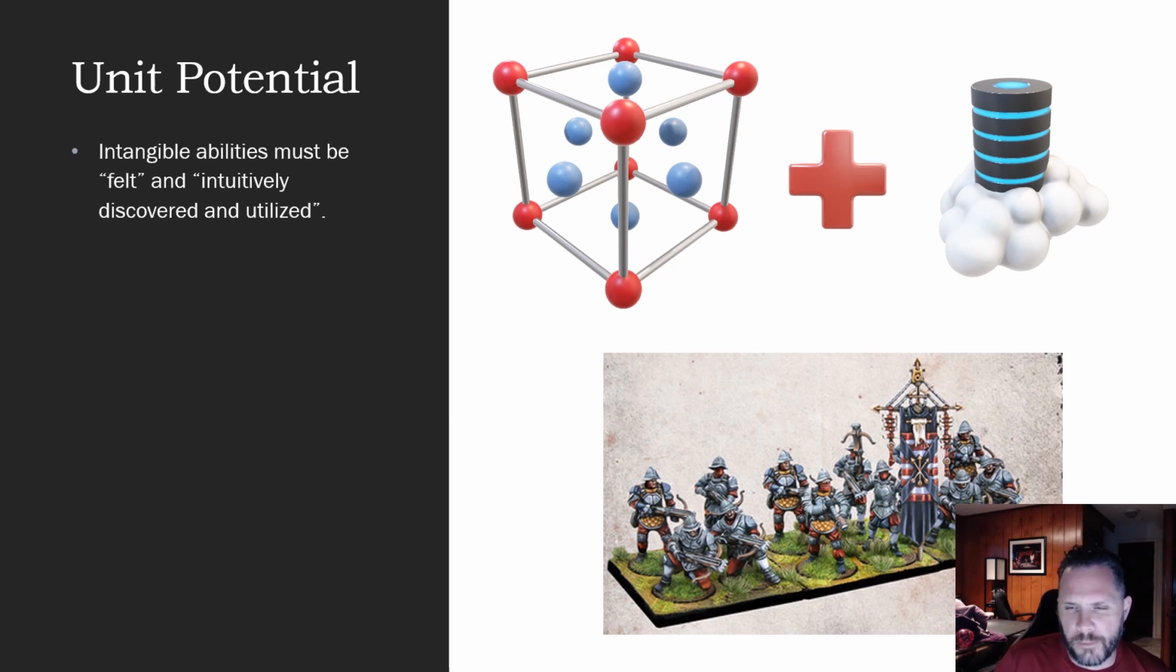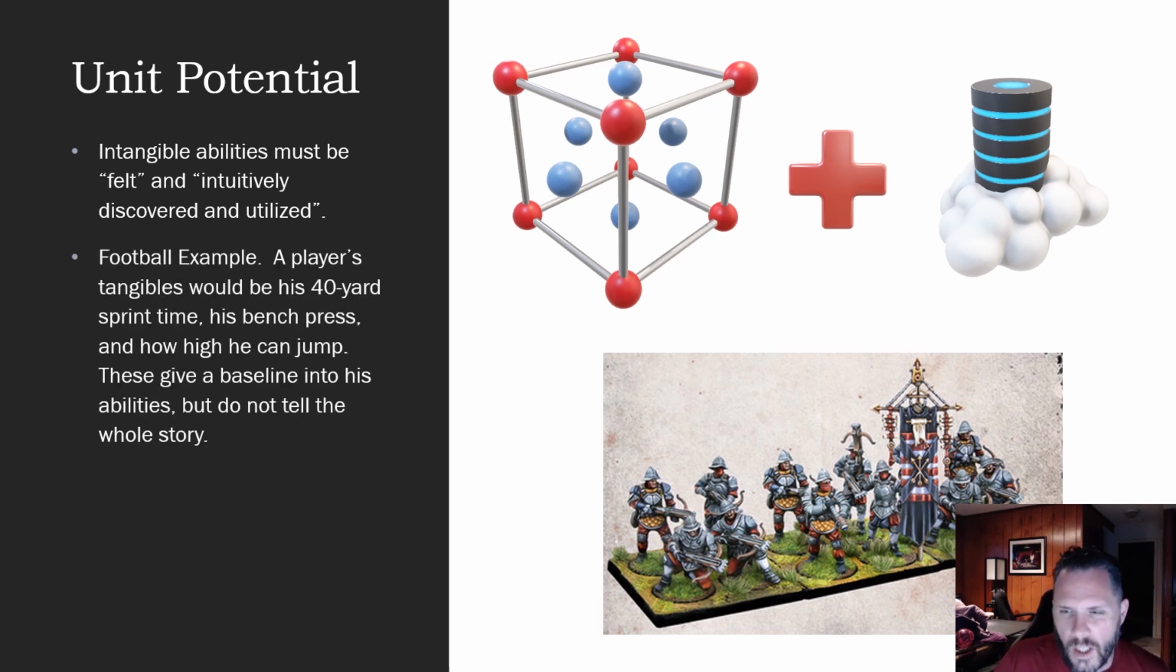Intangible abilities must be felt and intuitively discovered and utilized because they're difficult to really put a number on. This is also where the source of most of your arguments will come from. Here's a football example. Because I used to play football, I understand statistics are used in football and in probability calculation of teams. A player's tangibles would be his 40-yard sprint, his bench press, and how high he can jump. Those tell you about how athletic he is. Those don't tell you how good of a football player he is, right?